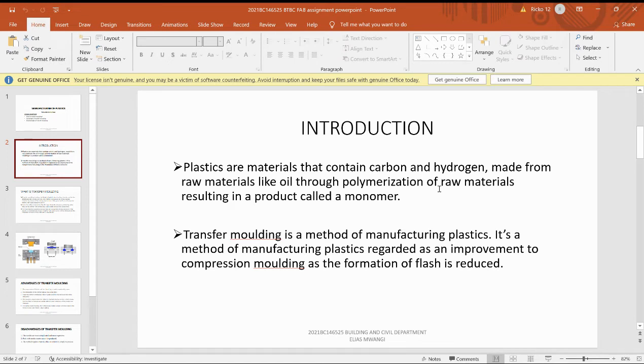Among the many methods of manufacturing plastic, we have transfer molding. It's a method of manufacturing plastics, which is more or less regarded as an improvement to compression molding, and we'll get to know more about compression molding in the next lesson. The good thing about this method is that it reduces the waste that is formed, because of the process by which it creates the plastic materials.